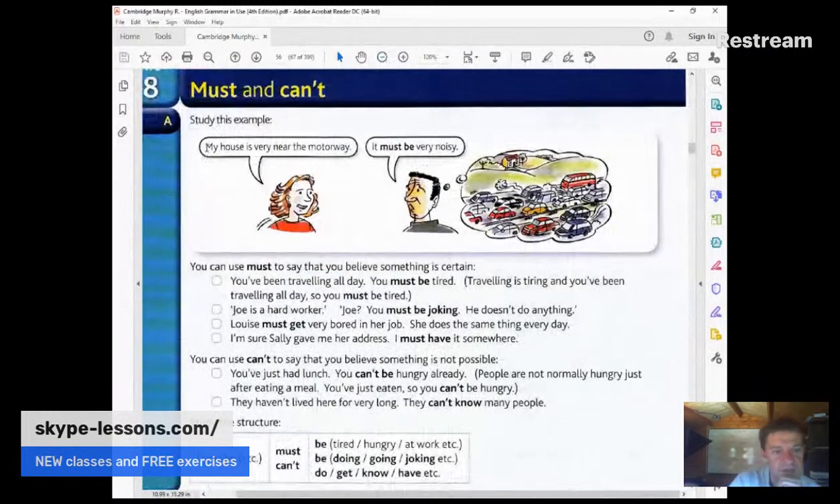Now, my house is near the motorway. It must be very noisy. Yeah, you're just making a deduction here. We use must and can't for deduction. If something must be true or can't be true, you're saying I'm 100% sure it's true, or I'm 100% sure it's false. And so use must and can't to say when something is certain or certainly not the case.